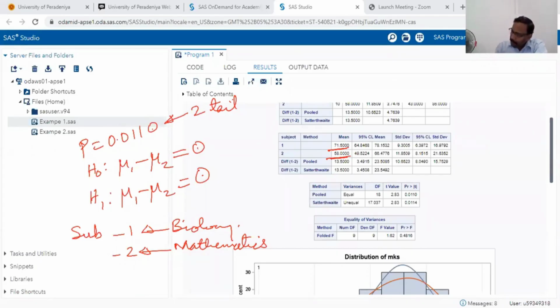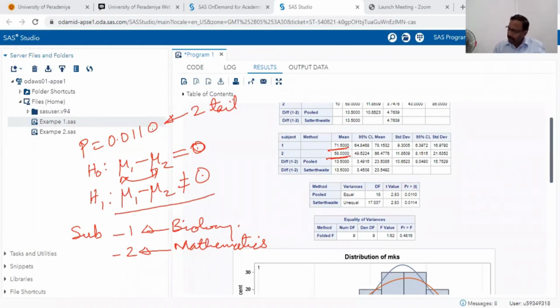So now you see mu1 minus mu2 is equal to 0. That means no difference between the mean score of biology and the mathematics. If this is not equal to 0, that means one of the subjects is having poor performance compared to the other subject, or one of the subjects is performing better than the other subject. We don't know which subject.